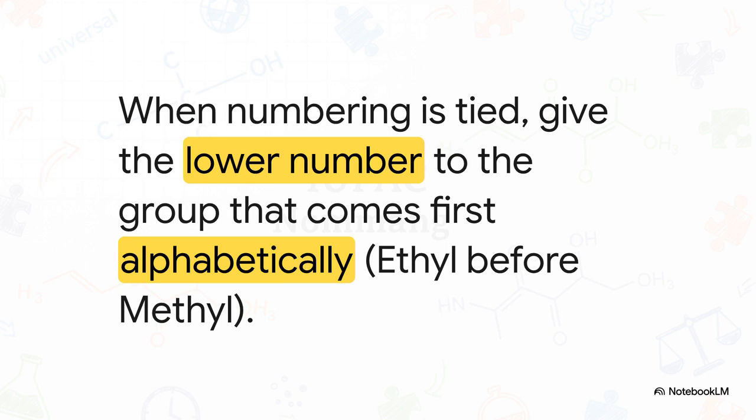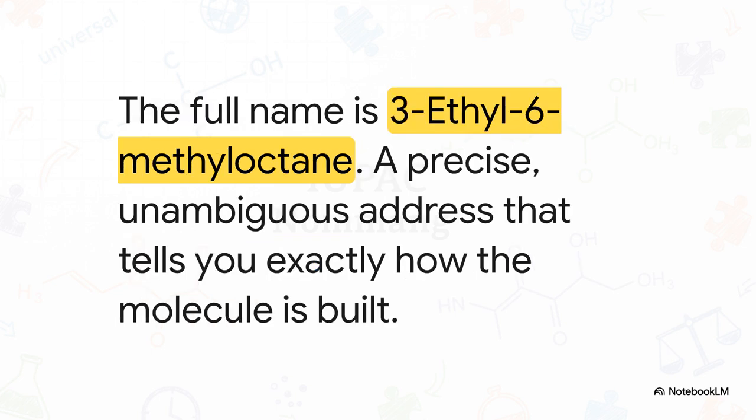We have a 2-carbon branch, we call that an ethyl group, and we have a 1-carbon branch, that's a methyl group. Since E for ethyl comes before M for methyl alphabetically, the ethyl group gets the lower number. And that means we number from left to right, putting the ethyl group on carbon 3 and the methyl on carbon 6. And now we just put it all together. We list the branches alphabetically, each with its number, and then stick the parent name on the end. And that gives us 3-ethyl, 6-methyl octane.